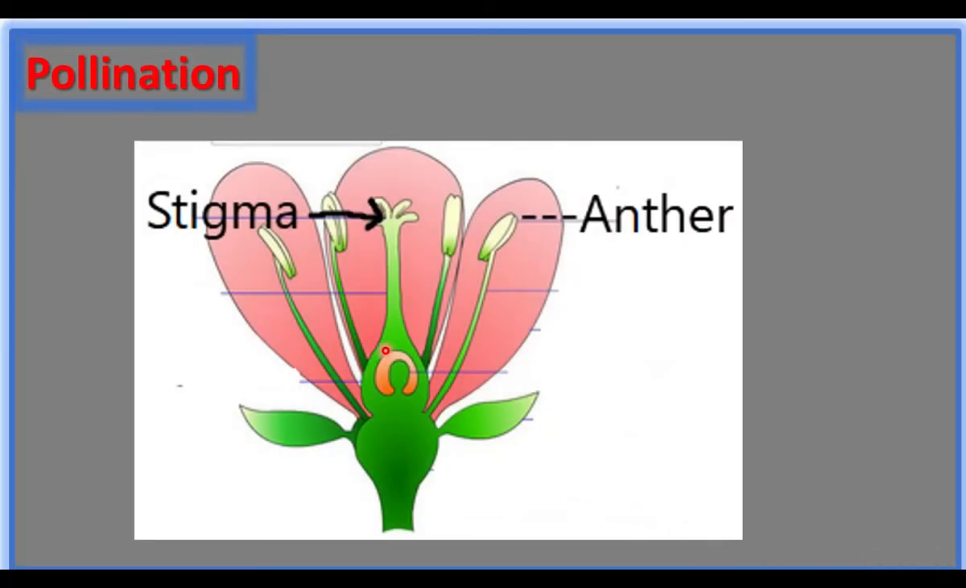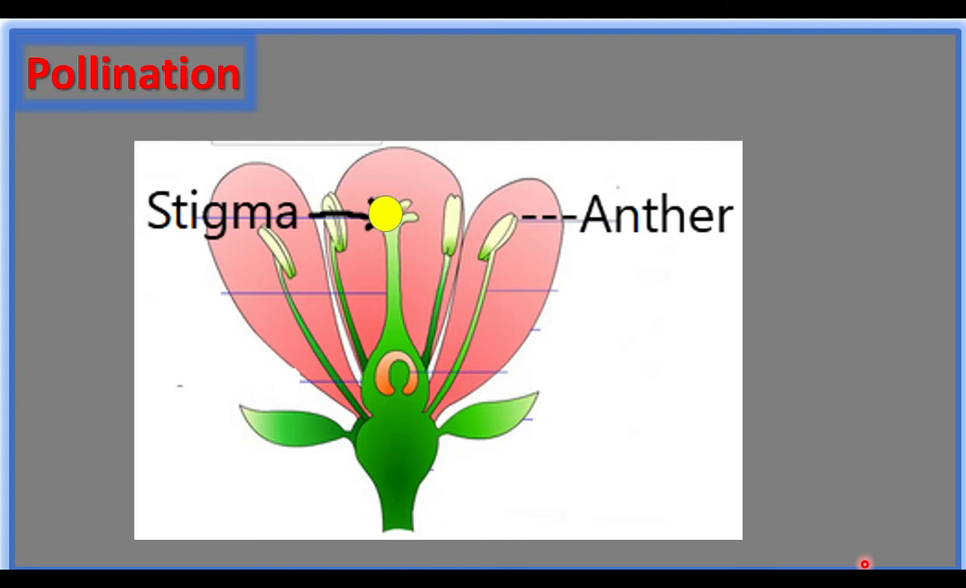The central part of the flower is the female part, that is gynoecium. The top of the gynoecium has the stigma. Androecium is the male reproductive part. It is made up of stamens. The end of the stamen has the anther. This anther produces pollen grains. Pollen grains are transferred from anther to the stigma. This process is called pollination.